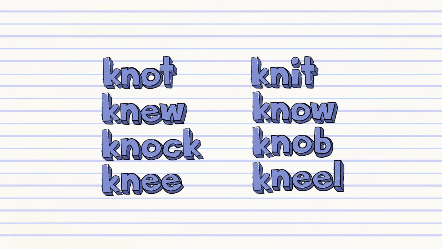Do you notice something about these words? Correct. They all have the silent letter K. These words are tricky, but we can see a pattern here. Whenever the letter K is followed by the letter N, it becomes silent. Let's read the words again. Knot, knit, new, no, knock, knob, knee, kneel.